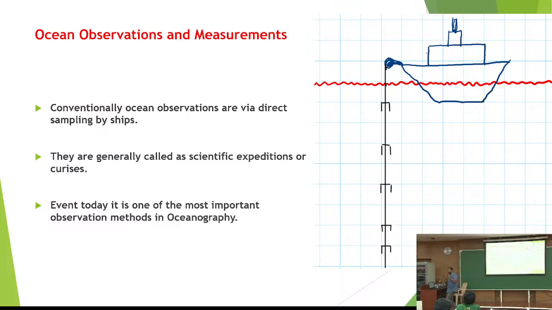They go on a cruise, we call it a scientific cruise, and they make measurements with their available instruments of the properties of water, be it temperature, salinity, dissolved oxygen, nutrients, carbon, whatever they can measure. So, even today it is one of the most important observation methods in oceanography. We still go on cruises, even though we have modern technology such as this.